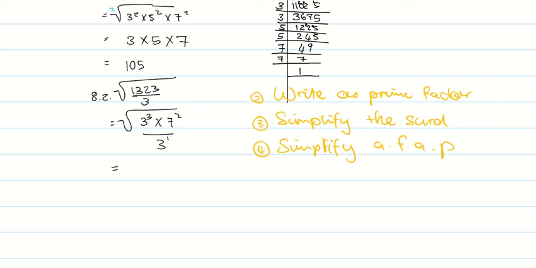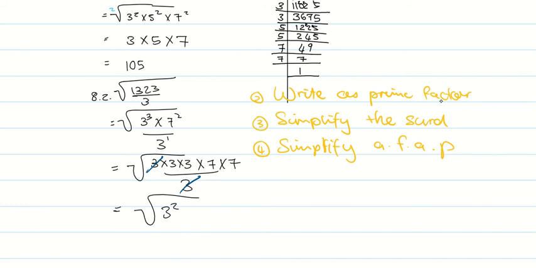So 3 to the power of 3, listen to this. 3 to the power of 3 actually stands for 3 times 3 times 3 times 7 times 7 over 3 to the power of 1. Alright, now the same as we did the previous day, that 3 and that 3 cancels out. So I'm basically left with 3 to the power of 2 times 7 to the power of 2.